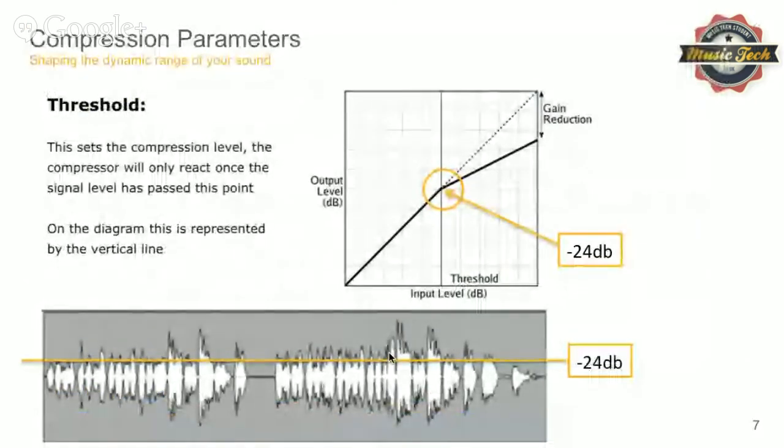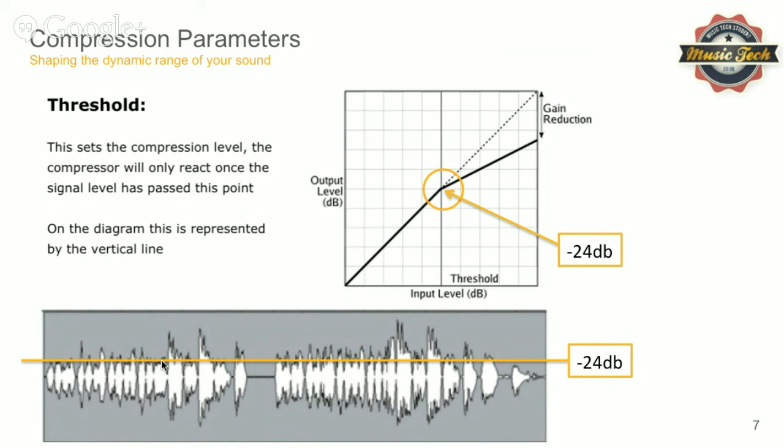Okay, so the first parameter that we're going to look at is the threshold. This sets the compression level. The compressor will only react once the signal level has passed this point. Okay, and the point that we're talking about is this one here, currently set to -24 dB. On this diagram, this is the threshold point. It doesn't do anything by itself. It just sets a threshold. It says, okay, once it's got to this point, we're going to start reacting. The compressor is going to start working.